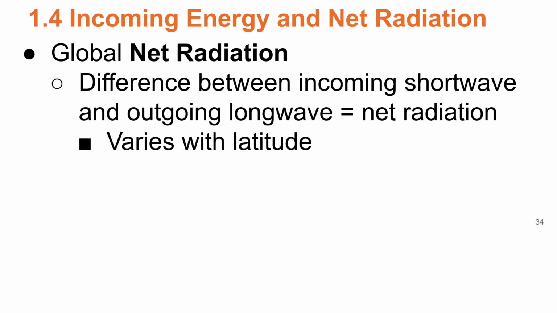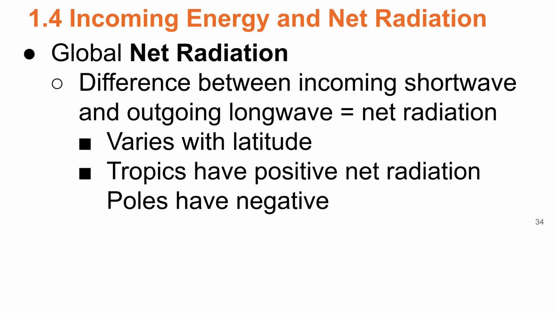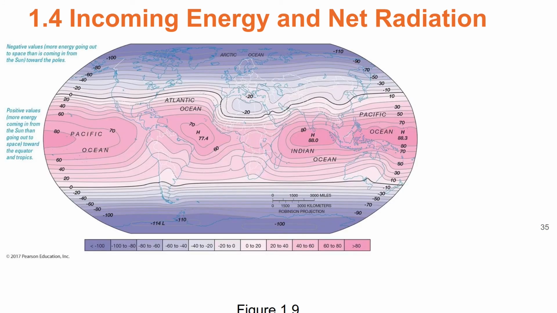Net radiation varies with latitude. The tropics have positive net radiation. The poles have negative net radiation. So in this region, more energy is coming in. And for those of you who are wondering, it's all measured with satellites. I'm never going to ask you to measure it. It's interesting, but I'm never going to ask you to measure, because then I'd have to somehow track down the data set of incoming shortwave radiation, and then we'd have to track down a data set of outgoing long-wave radiation.